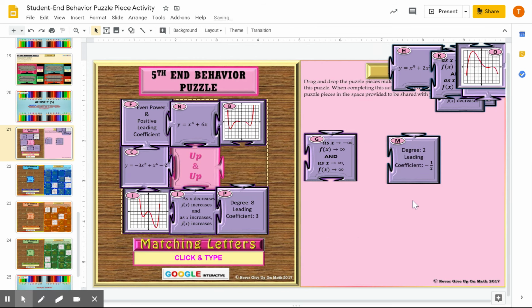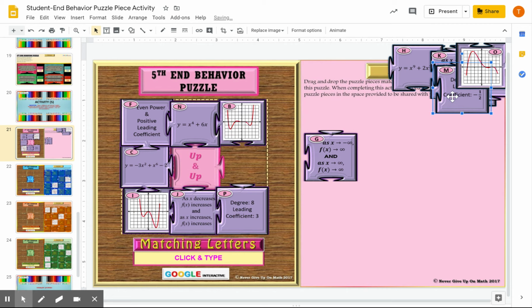I'm going to read M first because it seems to be a little bit easier. Degree 2, perfect, even. So I'm with you so far. But then it says the coefficient is negative 1/2. Well, I know if it's negative, it's not going up on the right. So I'm going to discard this one. And without even fully having to understand G, I know it's going to go there. But let's just try. It says as x approaches negative infinity, so as it's going toward the left, it's going up on the y. And then it says as x approaches infinity, f of x approaches infinity. So what that's saying is as x goes toward the right, it's going up on the y. So up, up.